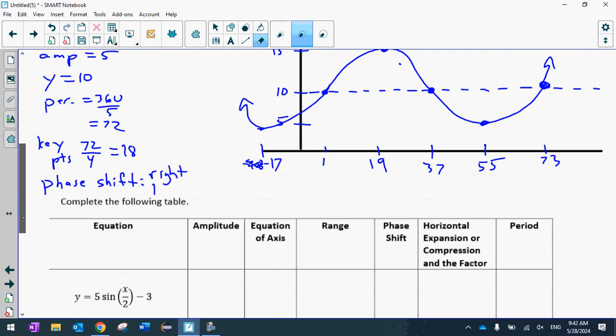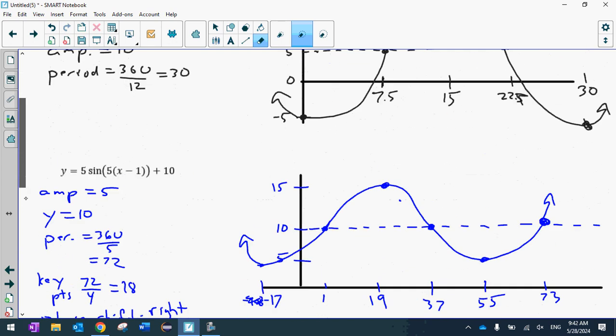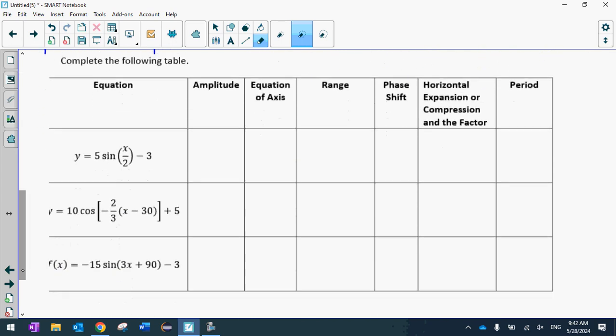All right. Regardless of which method you like better, you should be able to determine something like this. When you see an equation, pardon me, you should be able to determine this. What's the amplitude of this first one? 5. Good. The axis, y equals negative 3.